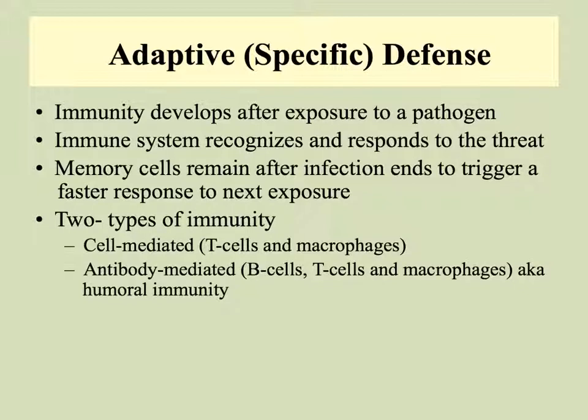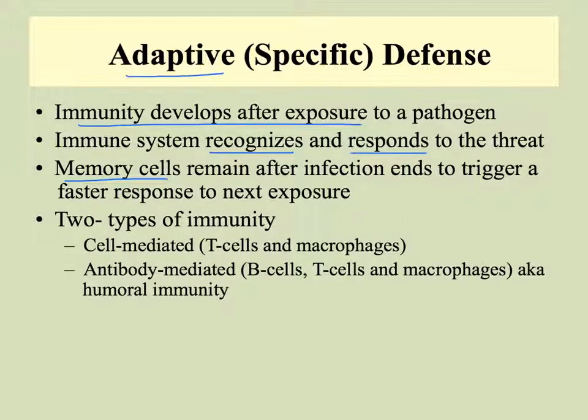So that covers our non-specific responses. Let's look now at the specific responses, the adaptive responses. In these, our body is able to change and adjust, so that we have an immunity which develops after an exposure to a pathogen because our body is designed to recognize and respond to the threat. It is able to create memory cells so that the second response will be even faster.